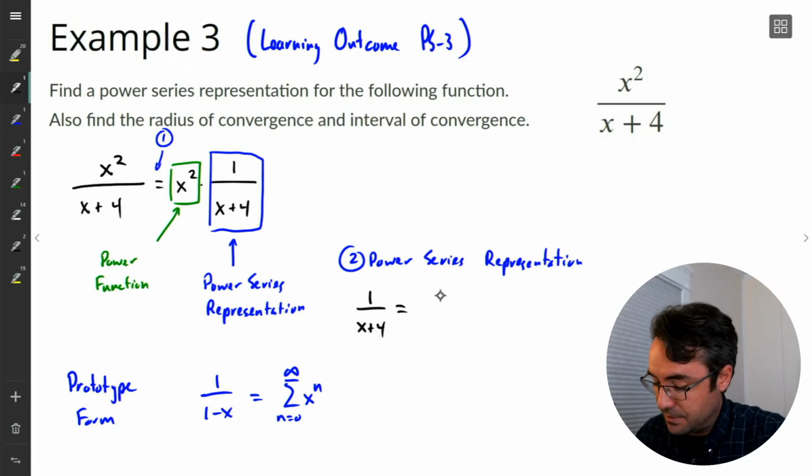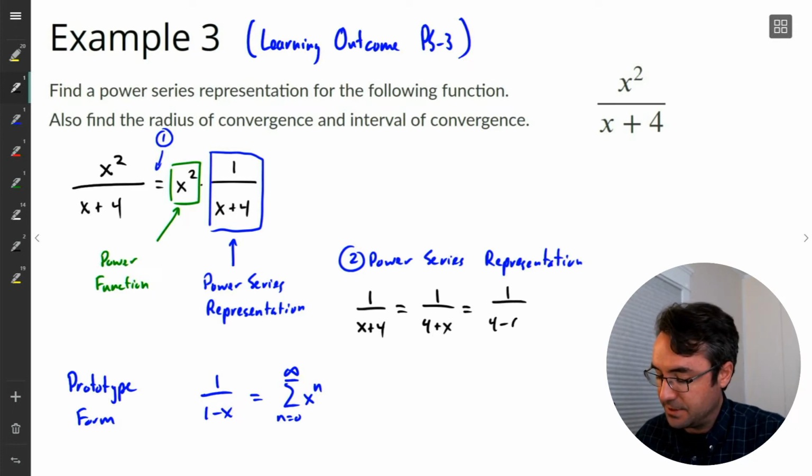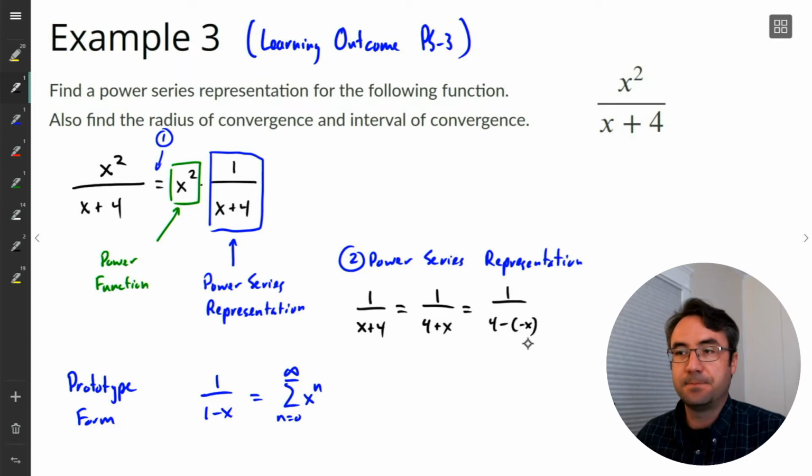We're going to have, just reverse the order here, so 1 over 4 plus x. We want to get a negative here, so let's do our double negative trick: 1 over 4 minus negative x. And then we want that 4 to be a 1, so let's factor out a 4.